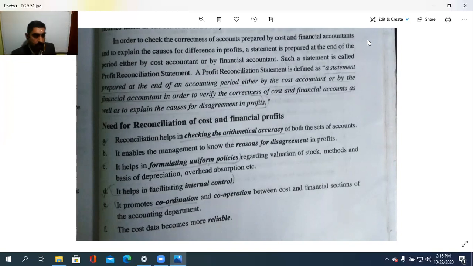So it enables the management to know the reason for disagreement in profit. It helps in formulating uniform policies regarding the valuation of the stock, the methods and the basis of depreciation, overhead absorption, etc. Helps in facilitating internal control.